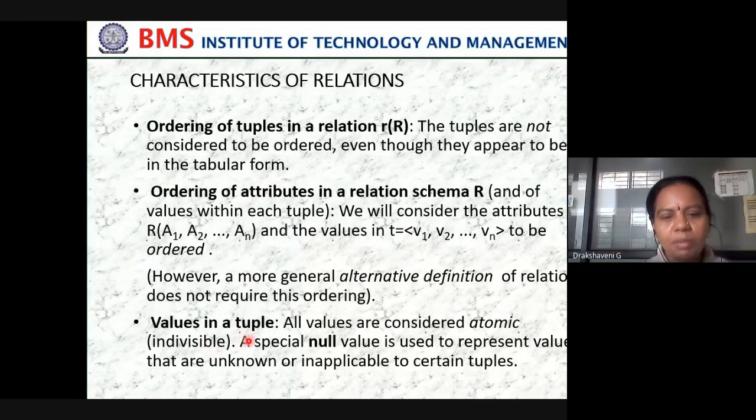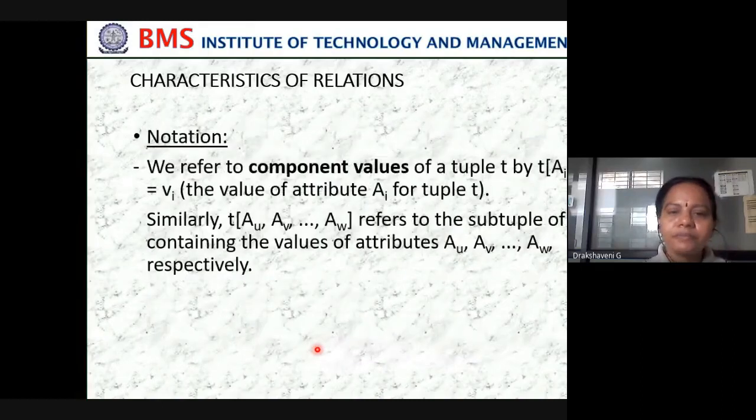Then, values in the tuple: all values are considered atomic. By atomic we mean individual, with no further division. A special null value is used to represent values if I don't know them. Suppose I don't know Asta's phone number, or I don't know Rashmi's place. Then I leave it blank, and if I don't know any value, I write something called null. Null says I don't know the value right now. Maybe after some time I may ask them and I can update it. That's what null stands for.